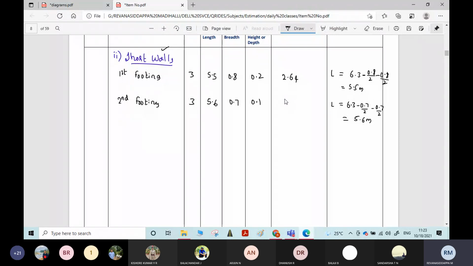Tell me the total quantity. 1.176. Yes, 1.17 something we will get. You can round it up to 1.18.